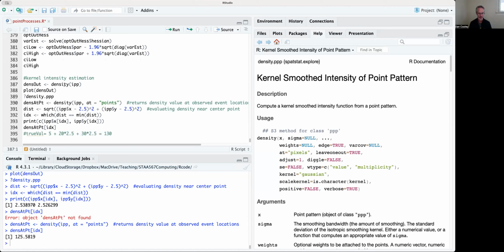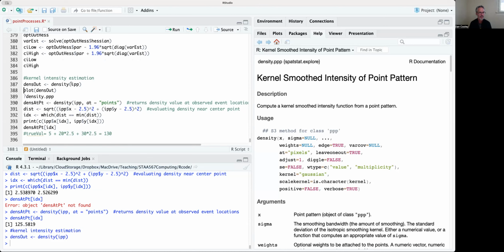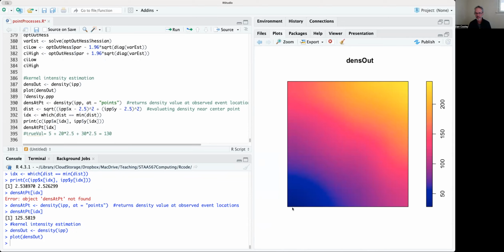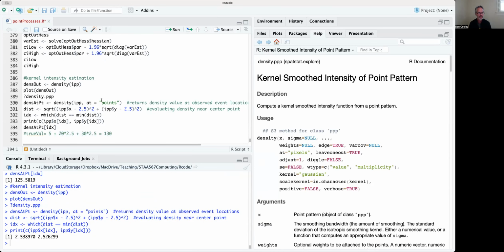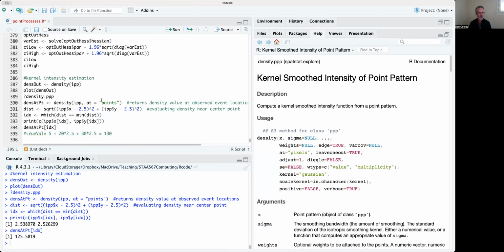But just reviewing that, I'm using the command density for our inhomogeneous Poisson process. Here is our estimate of the density. We see it increasing as we go from left to right and bottom to top. I'm evaluating the density at that 2.5 location. I'm getting a value of 125, very close to 130.